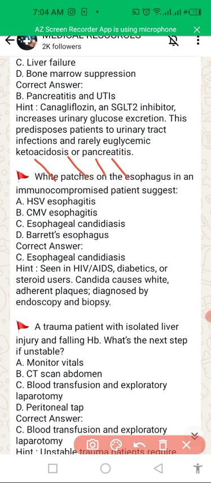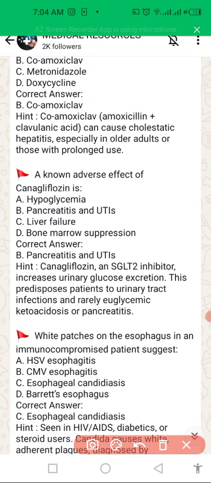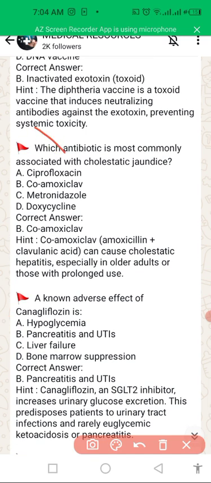White patches on the esophagus in an immunocompromised patient: that is esophageal candidiasis. Because there are white patches, HIV/AIDS patients have this as a common disease. A known adverse effect of canagliflozin is, SGLT2 inhibitors. Which of the following antibiotics is most associated with cholestatic jaundice? Co-amoxiclav causes cholestatic jaundice in adults.